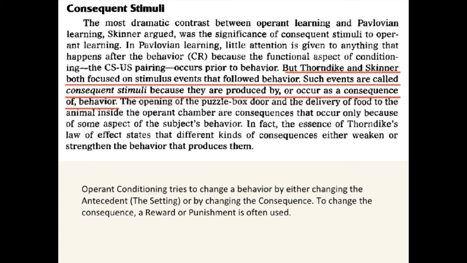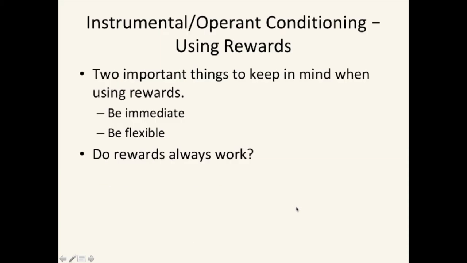To highlight the difference here between classical conditioning and operant conditioning, there's this short section from your reading about how Thorndike and Skinner really focused on what happens after the behavior. And again, that's the consequence. They called those consequent stimuli because they are produced by or occur as a consequence of the behavior. The behavior brings them about. And so that's where the term consequences come from. We are really talking about rewards and or punishments. And so operant conditioning tries to change a behavior by either changing the antecedent, the setting that it occurs in, or by changing the consequence of that behavior by using either a reward or a punishment.